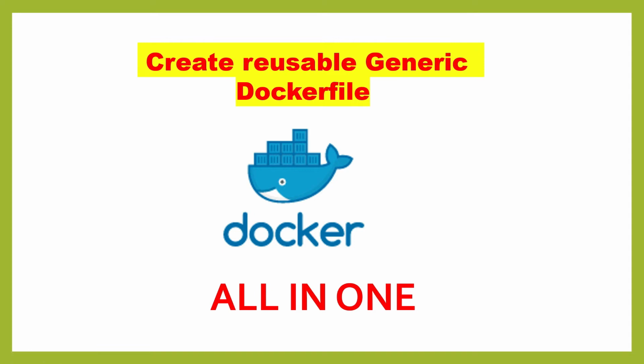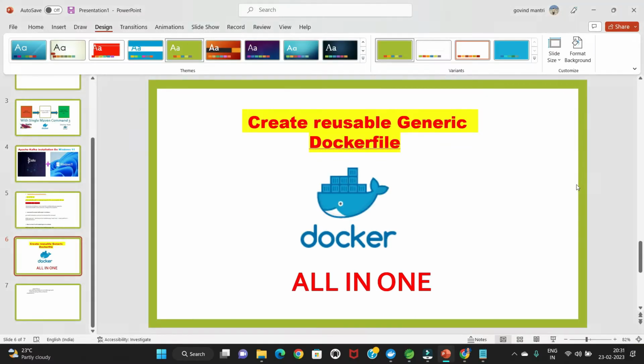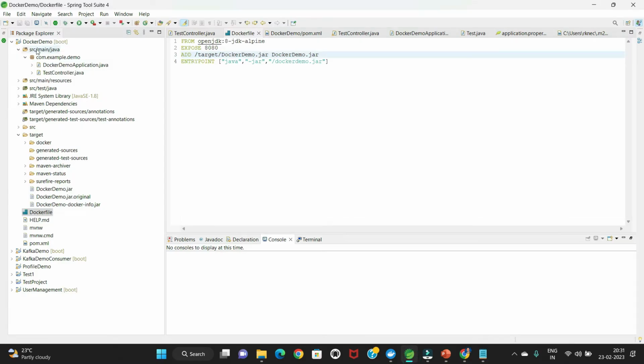Welcome back. This is chapter 12 where we are going to look at how to create a reusable Dockerfile. Once we create the Dockerfile, we can reuse it in any other project. Okay, so let's start. This is the project we created in the last lecture. If you are new to this channel, then I request you to go and watch my previous video so that you can get a better understanding of this.